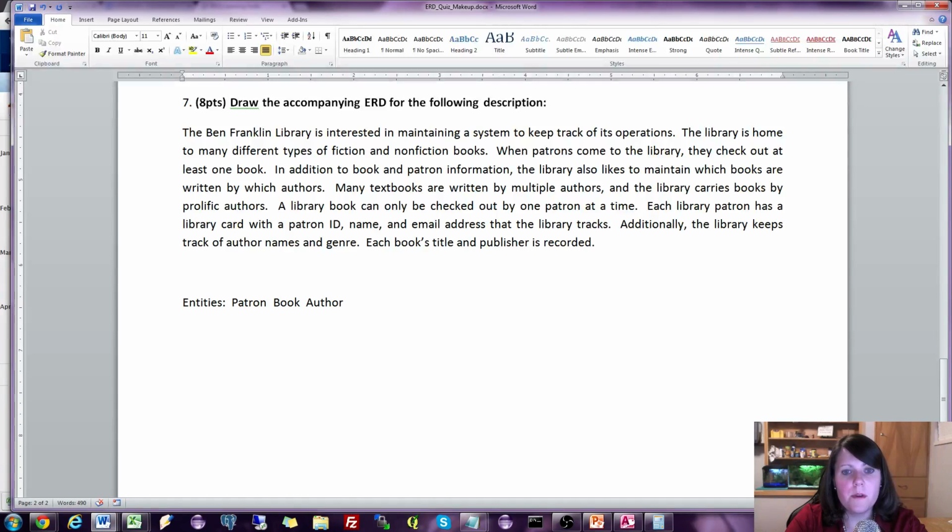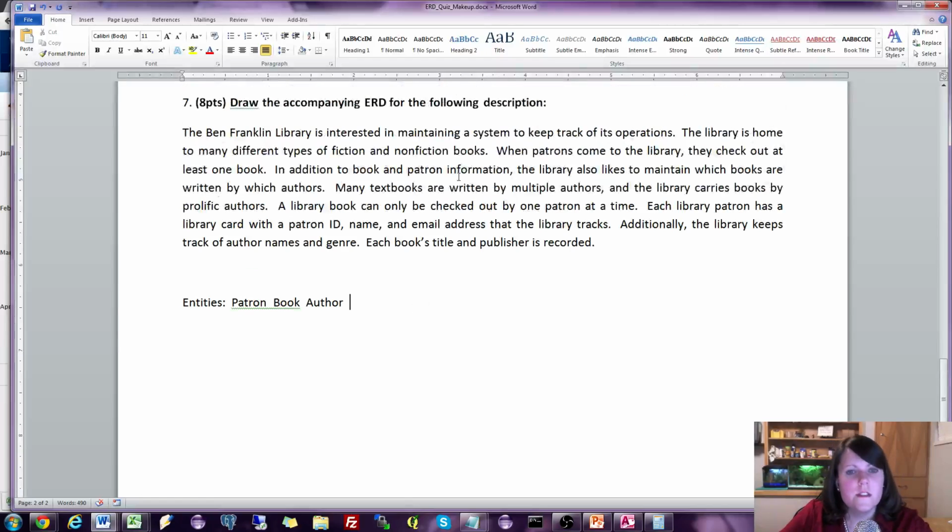A library book can only be checked out by one patron at a time. Each library patron has a library card with a patron ID, name, and email address that the library tracks. Okay, so right here you're thinking this is our attribute information. Additionally, the library keeps track of author names and genre. Each book's title and publisher is recorded. Okay, so this last part we've got all the attributes that we need.